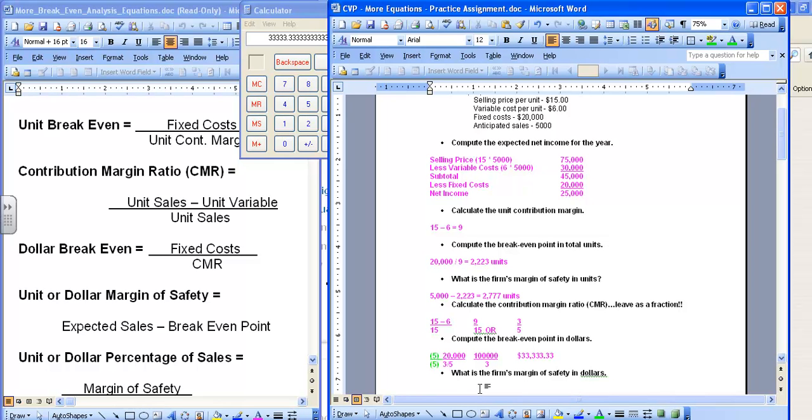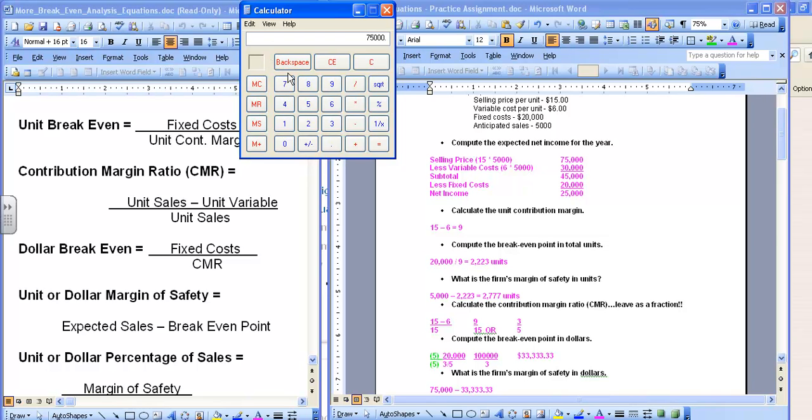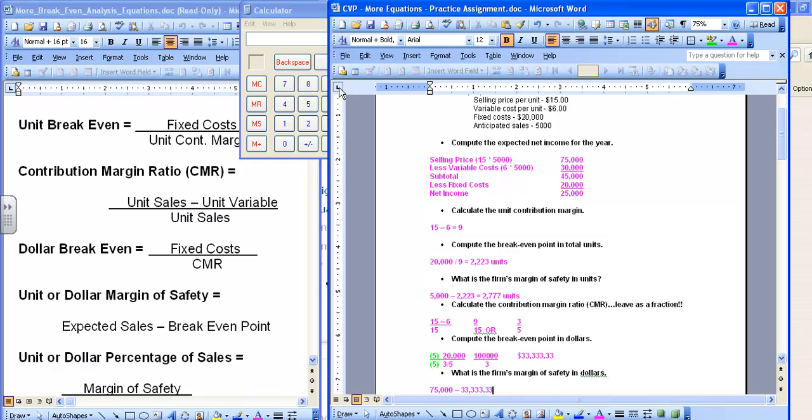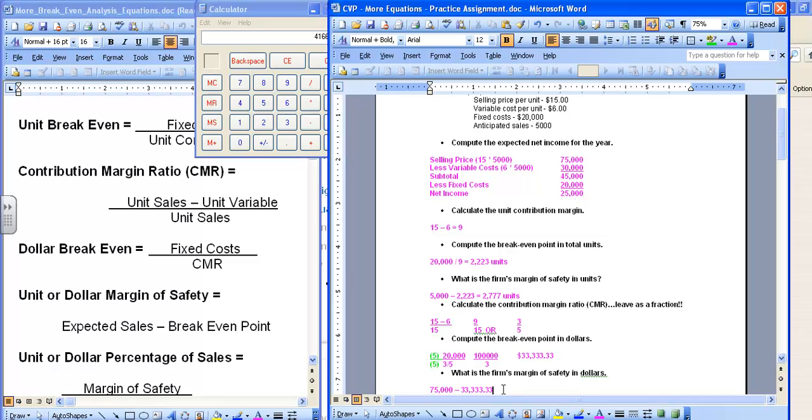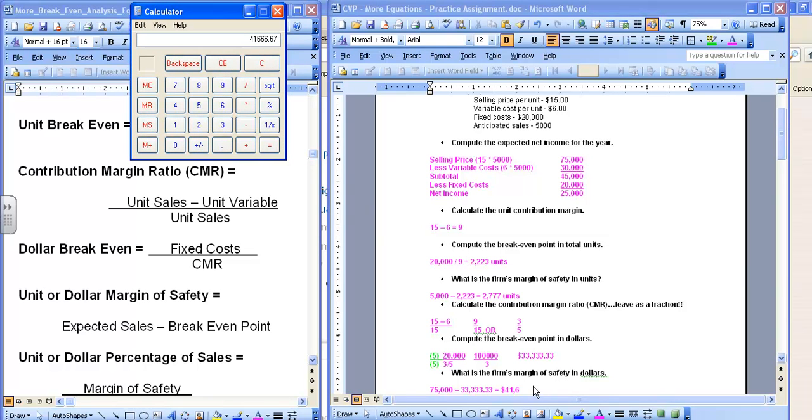So our firm's margin of safety in dollars is going to be our anticipated sales. We anticipate selling $75,000 worth of merchandise minus our break-even point in dollars, which is 33,333.33. So when we do that calculation, 75,000 minus 33,333 and 33 cents, our firm's margin of safety in dollars is 41,666.67. All right, I hope that was easy and clear for you to understand.